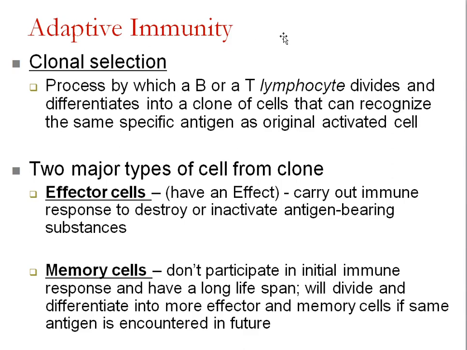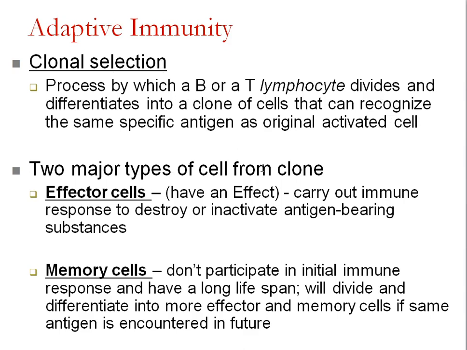All right, adaptive immunity. So this is kind of the Rosetta Stone for this PowerPoint. If you can understand this slide, everything else is easy, because it really repeats itself for the most part, with just a few minor differences between each. So clonal selection. This is the process by which B or T cells divide and differentiate into a clone of a cell that can recognize the same specific antigen as the original activated cell.